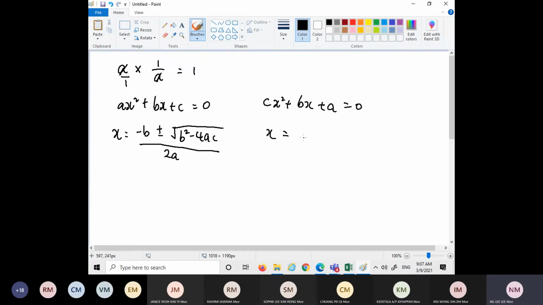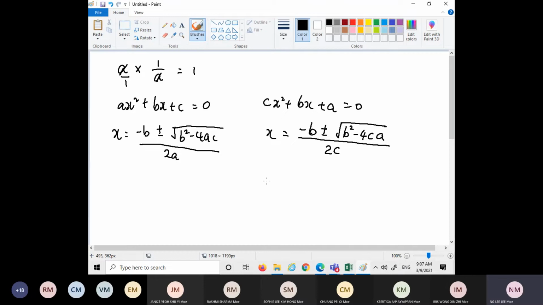Okay, then for the other one, this is another equation. Same thing, the solution for this equation. Here a little bit different. The A is C, the C is A, but the B is still B. Follow the formula: B is still B, now the A is C and the C is A. Then 2A is 2C.